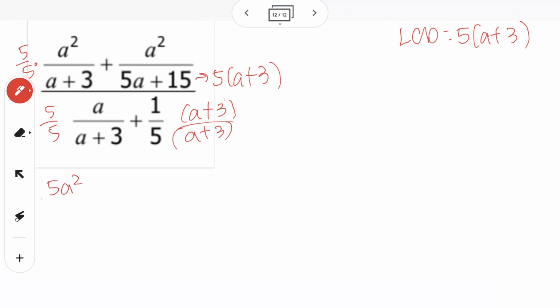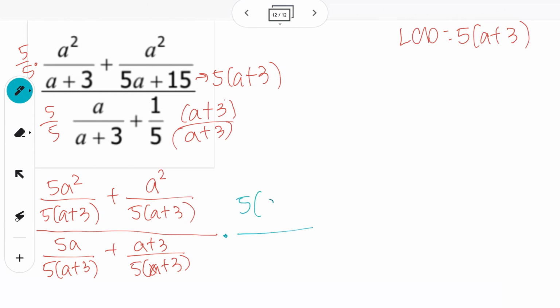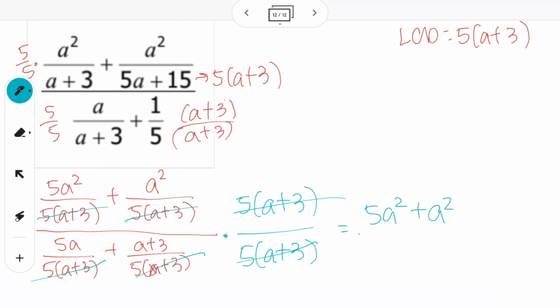So my problem will be 5a squared over 5 times a plus 3 plus, this one didn't change, all over 5a over 5 times a plus 3 plus a plus 3 over 5 times a plus 3. Switching to the big fraction, we'll multiply by 5 times a plus 3 on top and bottom. It will cancel every denominator, and you will be left with 5a squared plus a squared over 5a plus a plus 3.